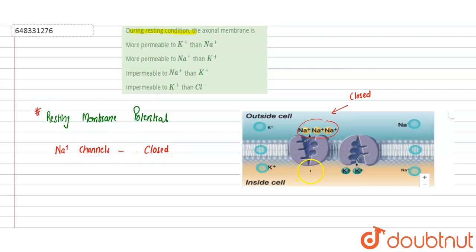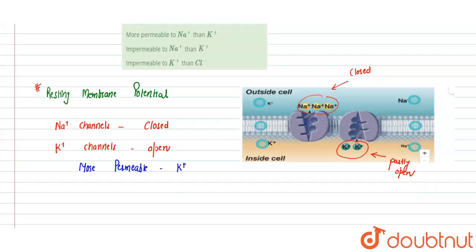On the other hand, potassium channels are partly open in case of the resting potential. It means the membrane is permeable to potassium rather than sodium. So the membrane is more permeable to potassium, because potassium can cross the membrane as compared to sodium. This is the case of the resting membrane potential.